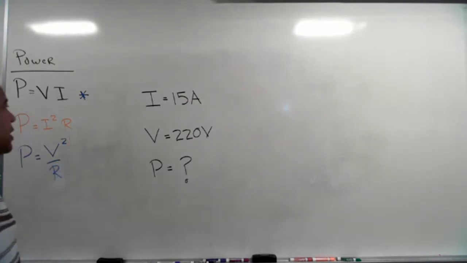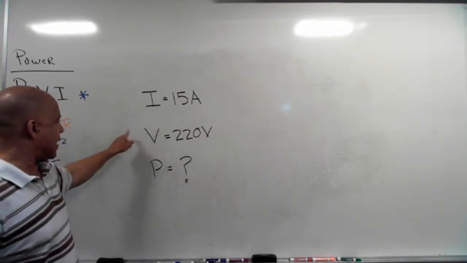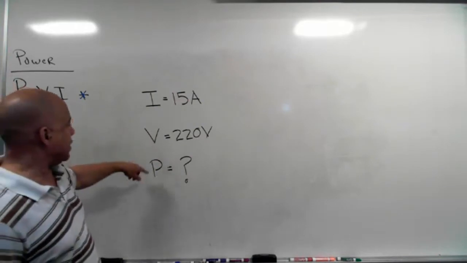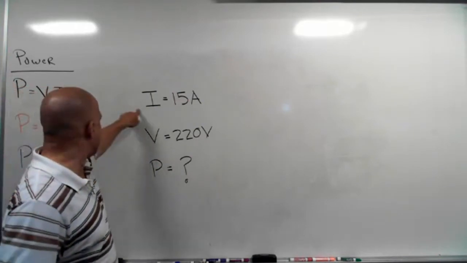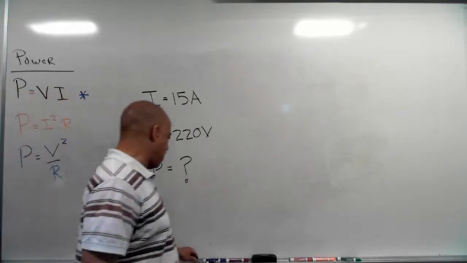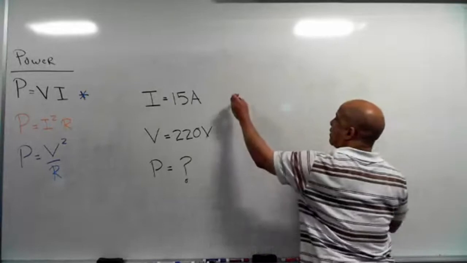So I've made a list here. Always, when you're solving these problems, make a list of what you know and what you're looking for, and that list will point to the correct equation. I need an equation with a P, a V, and an I in it. P, V, I, that's the first one. So I'm going to start by writing P equals V times I.